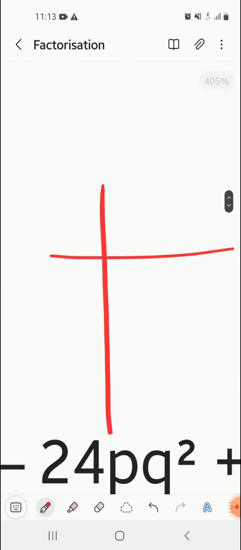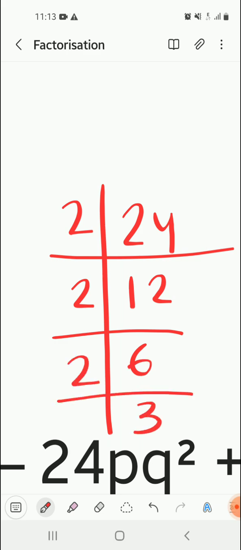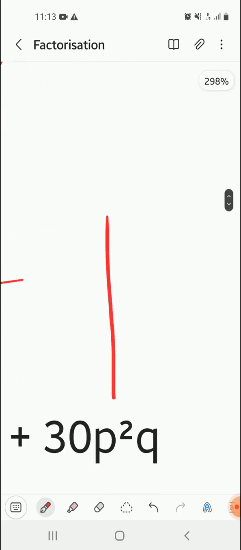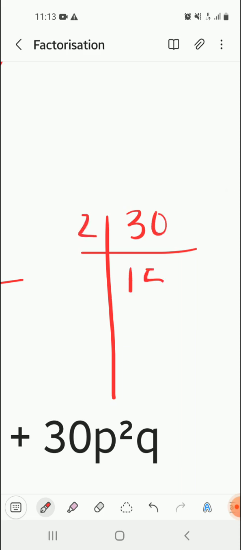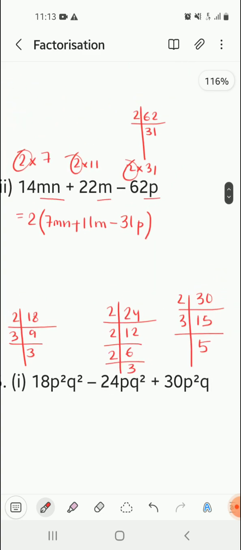Here there is 24. We are going to list the factors. 24 divided by 2 is 12, 2, 6, 2 and 3. Again for 30, by 2 it is 15 and then 3 and then 5. Pick all the common factors in all the cases. You have to check that it matches all the numbers.